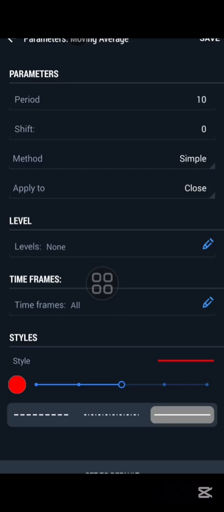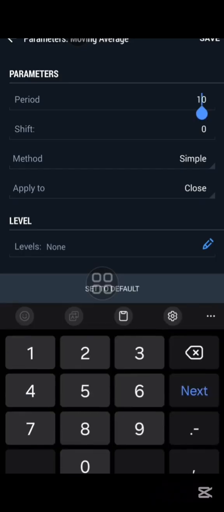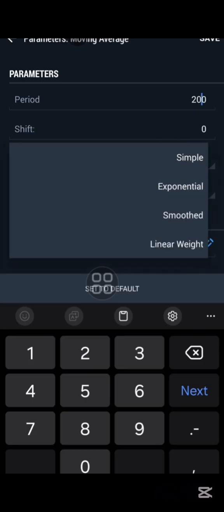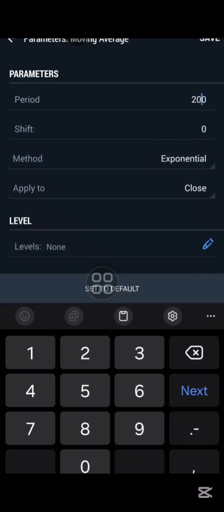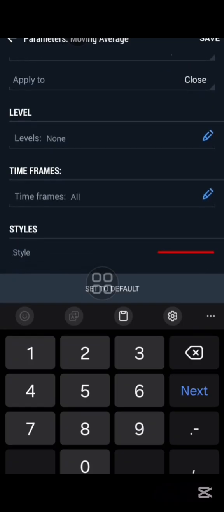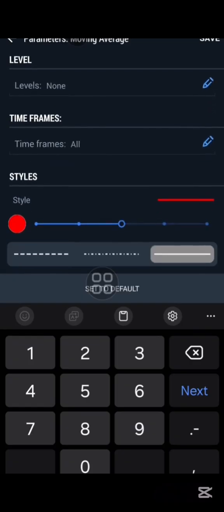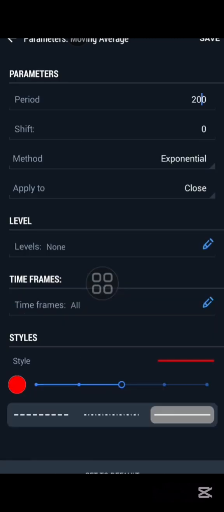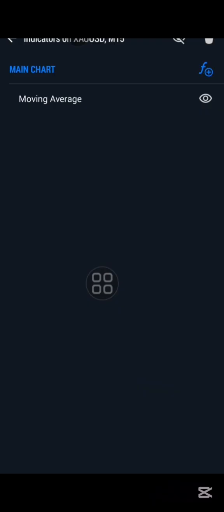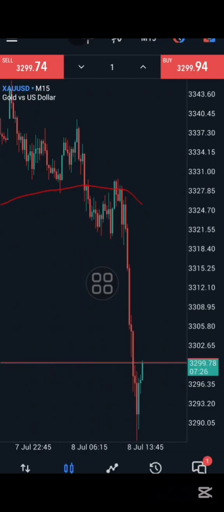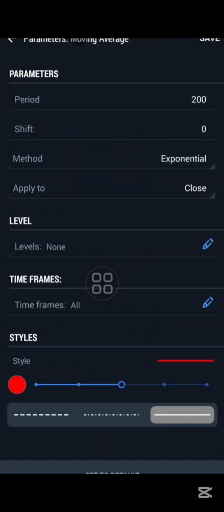On the moving average, we are going to insert a moving average with a period of 200, and the shift is 0. The method is going to be exponential. Then apply to close. Then on the levels we have none. Then we're going to go down on style. On style, I'm going to make use of the color red, and that's it. I'm going to save. Coming back to our chart, we now have this red line. Let me make it a little bit visible.